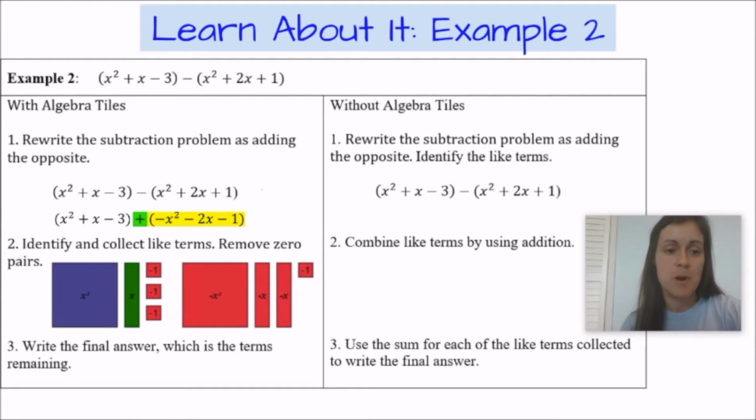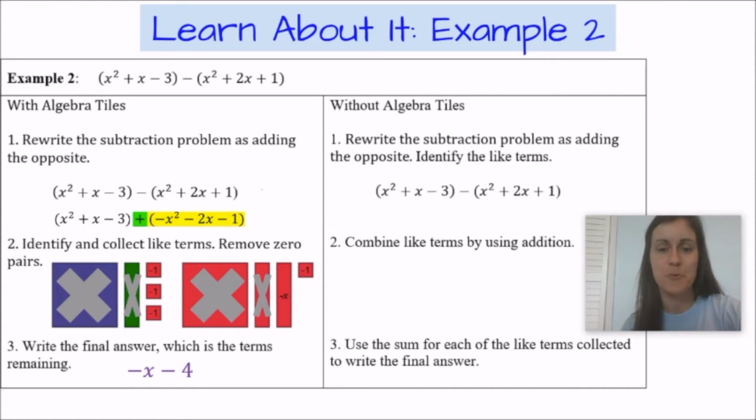In this addition problem, I actually have two zero pairs. I have a zero pair that's represented by positive x squared and negative x squared, and I have a zero pair that's represented as positive x and negative x. You can see what's remaining is 4 negative units and 1 negative x. So my final answer is negative x minus 4. I can also do the same problem without algebra tiles.